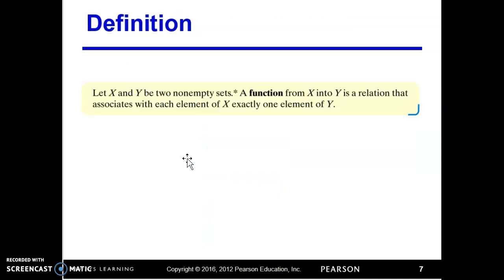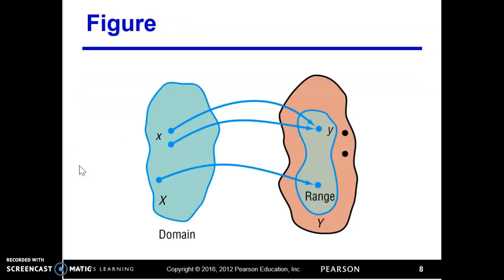Okay, so here's our actual definition. x and y are two non-empty sets, just meaning there's stuff in both of them. A function tells me that there's exactly one y for each x. That's the important part, the exactly one value. So we can see that as well.